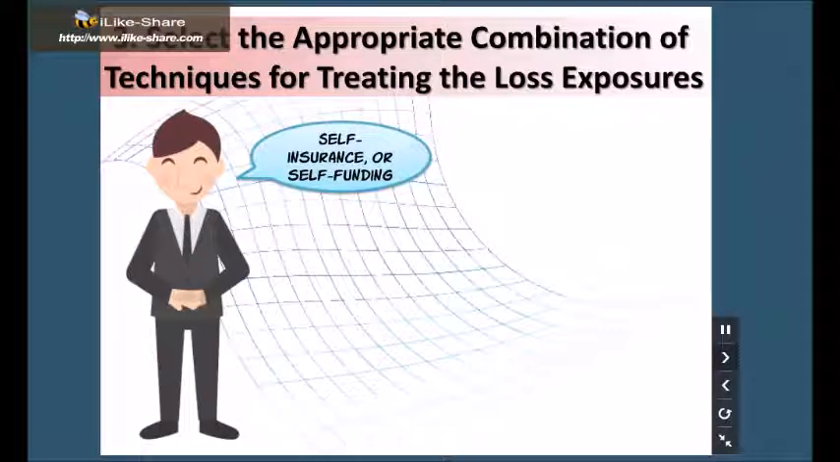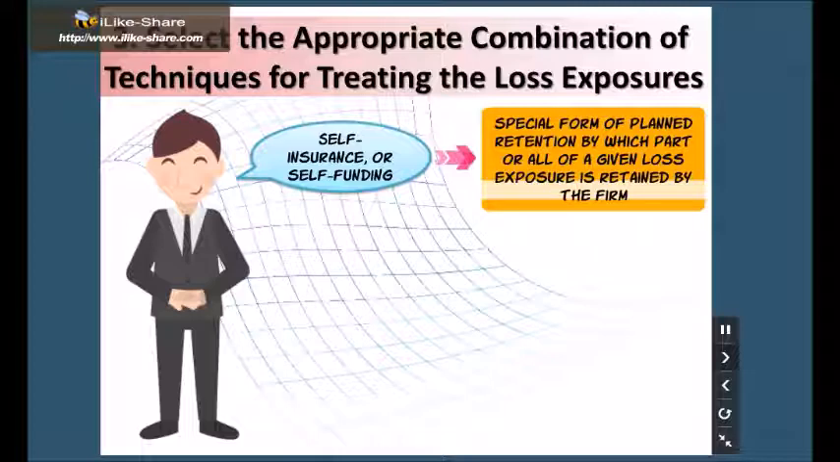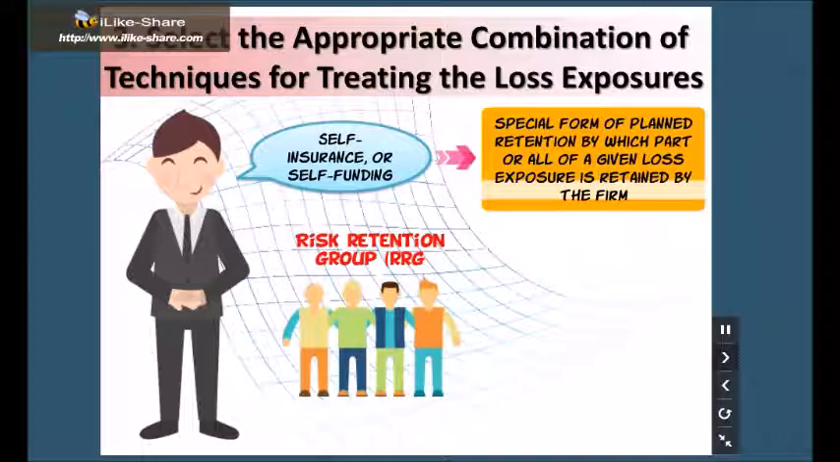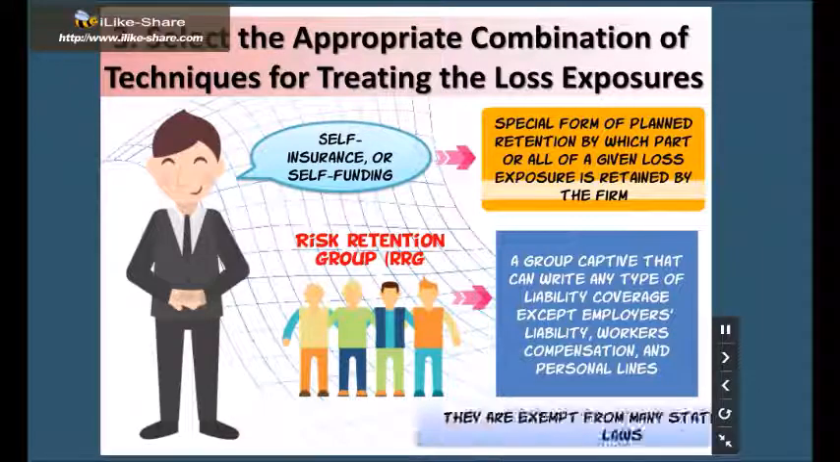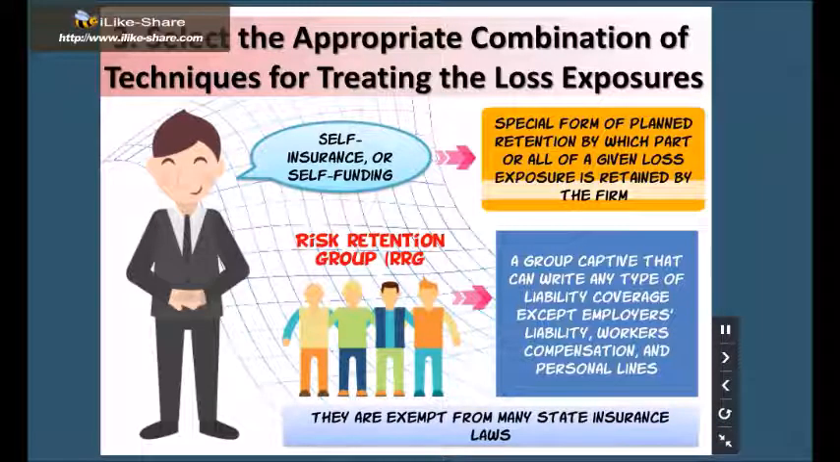Self-insurance, or self-funding, is a special form of planned retention by which part or all of a given loss exposure is retained by the firm. A Risk Retention Group, RRG, is a group captive that can write any type of liability coverage except employer's liability, workers' compensation, and personal lines. They are exempt from many state insurance laws.